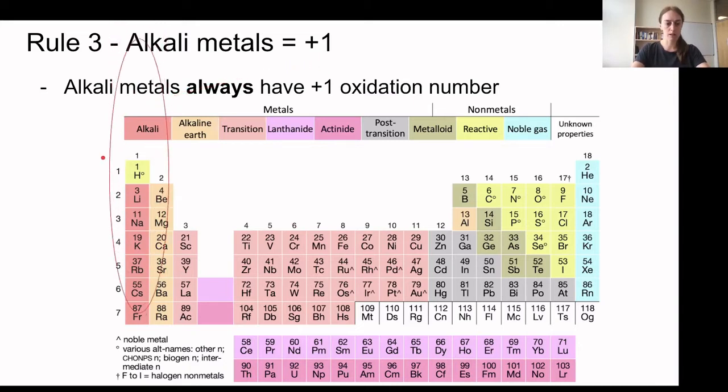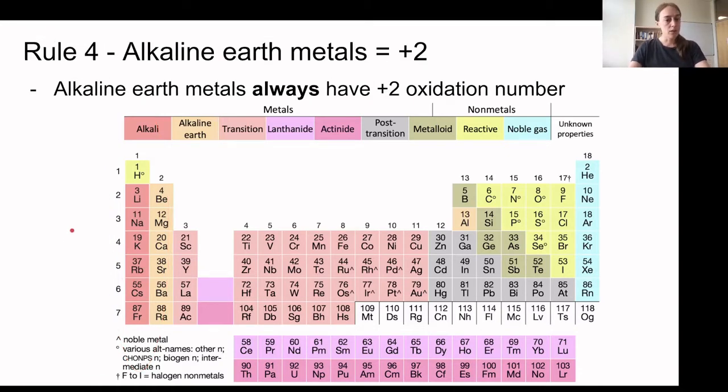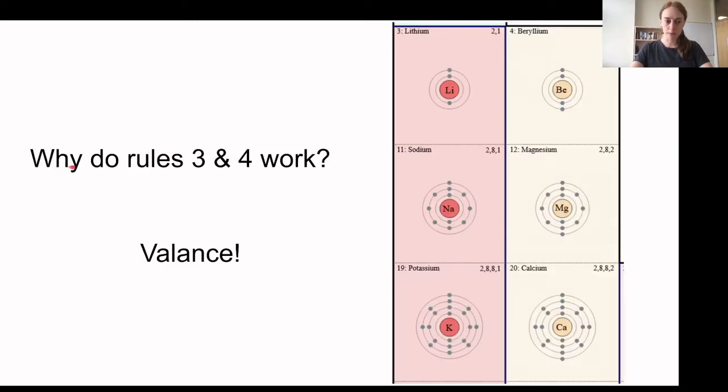So rule number 3, alkali metals are always +1. So these alkali metals here always have an oxidation number of +1. Our lithium, sodium, potassium, rubidium, cesium, and francium, if we're getting that crazy. Rule number 4, alkaline earth metals, just the next one over on the periodic table here, have an oxidation number of +2. So these classic ones you think of, beryllium, particularly magnesium and calcium, but then moving down to strontium and so on. They will always have an oxidation number of +2. So just keep the alkali and alkaline earth metals in mind for rules 3 and 4.